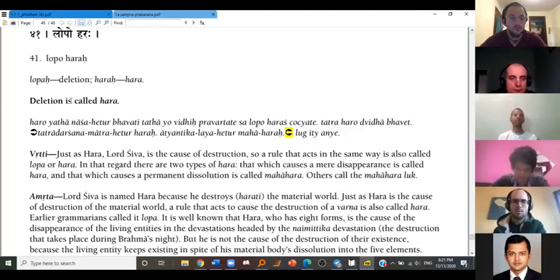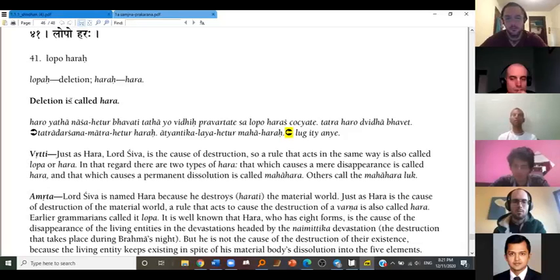Just like Hara, Lord Shiva, is the cause of annihilation. Similarly, the vidhi, the process which facilitates or allows the deletion of a particular letter, etc.